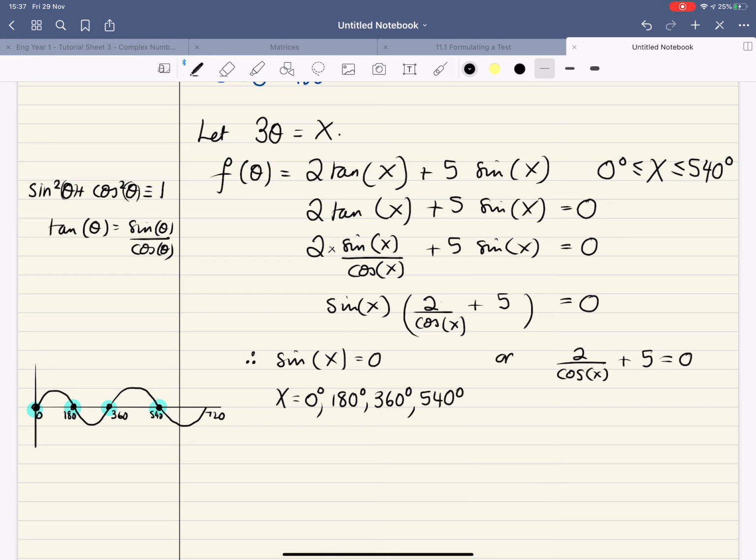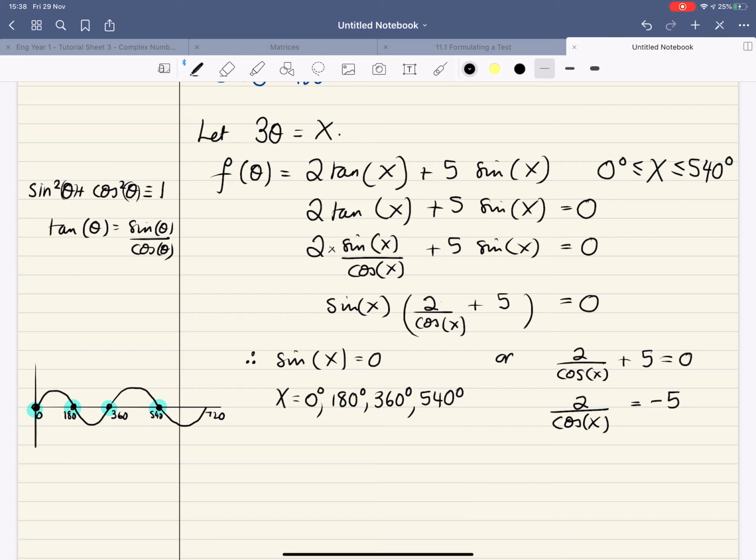Okay. And then this one, we need to do a bit of work on this one. First of all, take 5 from each side. So 2 over cos x is minus 5. So then we want to work out what x is. That's a lowercase again. Doesn't matter if you do that in an exam. I wouldn't mark and knock a point off of that.